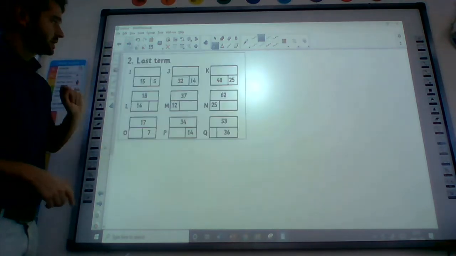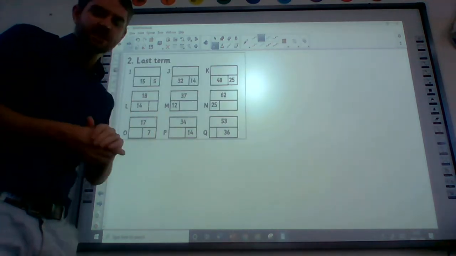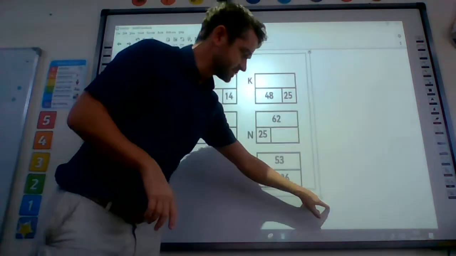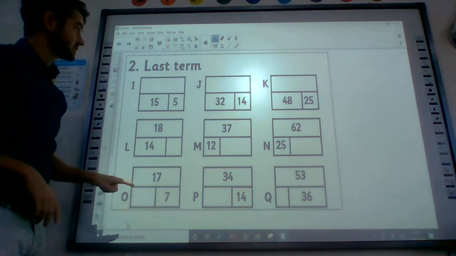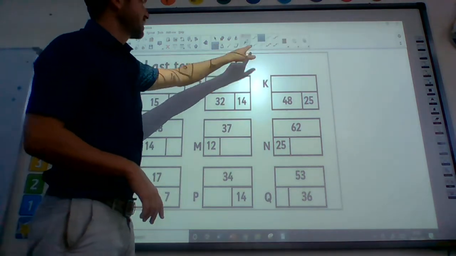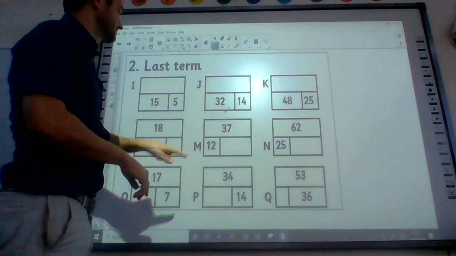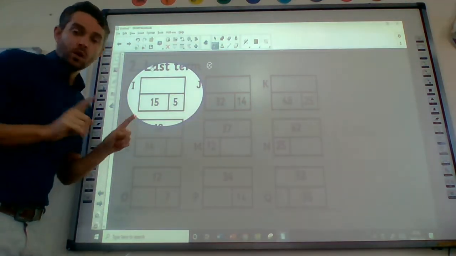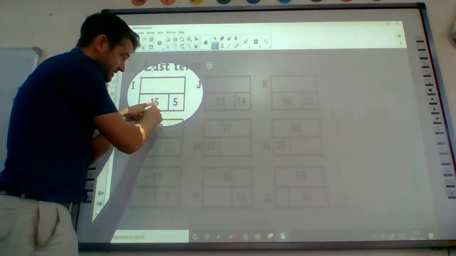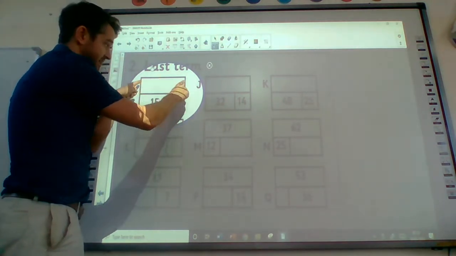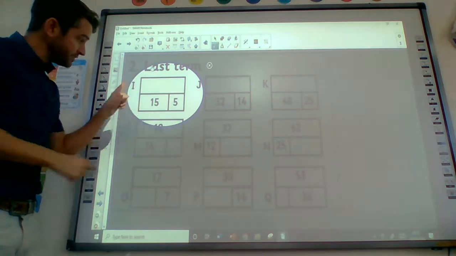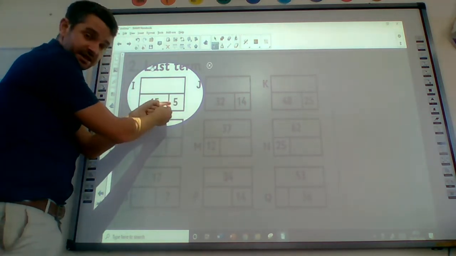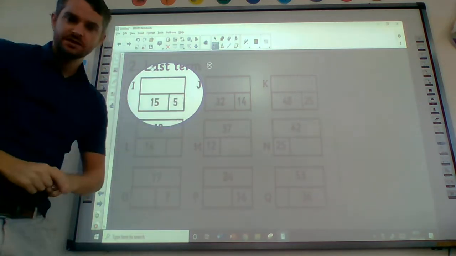On to last term. These are our missing number problems. I'll make it a bit bigger before we have a look at the answers. Okay. With my magic pen, let's concentrate on just one. Let's have a look at this one here. Okay. We know that these two together are the same as this one at the top. So when we've got these two at the bottom of the bar model, we add those together to find the missing number at the top.